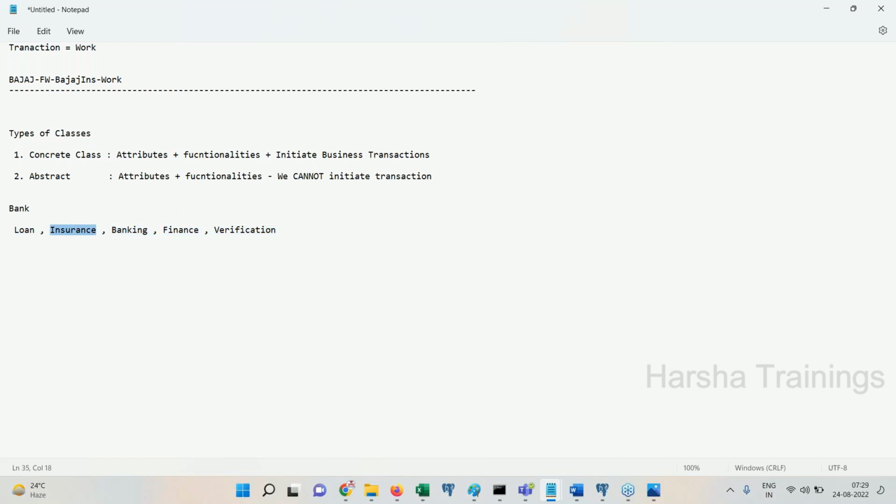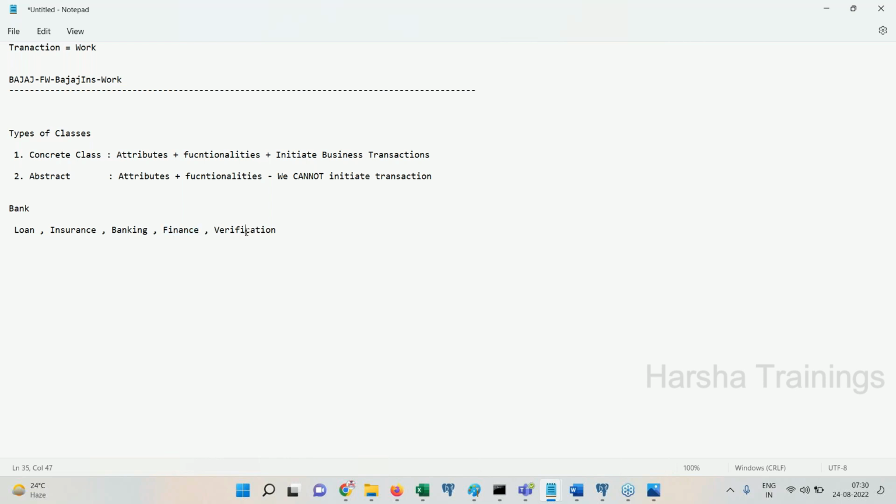What about insurance? Insurance transactions. Banking related transactions: money transfers, deposits, withdrawals, like this. And the finance department is responsible for collecting the funds, collecting the money and transferring the money to the customer. Suppose you're taking a loan, finally it will go to the finance department. The finance department is responsible for collecting the processing fees and transferring the loan amount. And in the case of insurance also, the finance department is responsible for collecting the premium amount for the insurance policy.